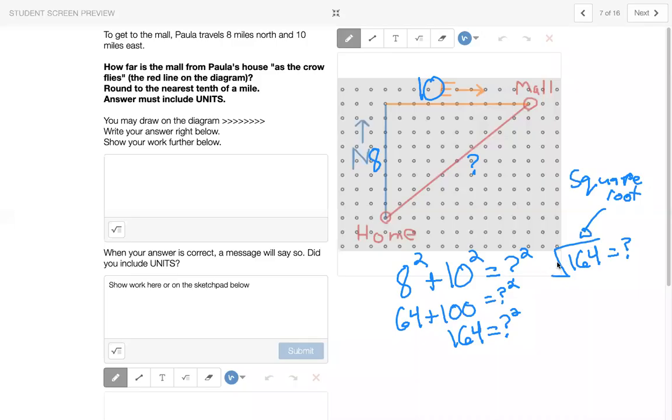Your work could have looked something like this. You're going 8 miles north, 10 miles east. You're trying to fly as the crow flies, which is considered the most direct path. So you're really just working with a triangle that has a side of 8, a side of 10. Square both of them, add them together, take the square root of both sides. I'll leave you to find what this decimal is and type it in here. Capiche? Sound good? Let's keep it going.